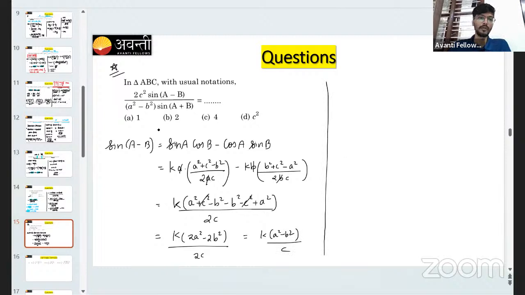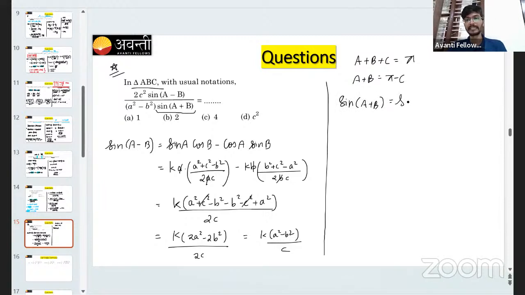Now, look at this. Sin A plus B. Don't open sin A cos B plus cos A sin B. No, no, no. We are in a triangle, remember. So in a triangle, A plus B plus C is pi. That means A plus B I can write as pi minus C. I want sin A plus B. I can write sin A plus B as sin pi minus C. And what is sin pi minus C? It is sin C. Simple as that.